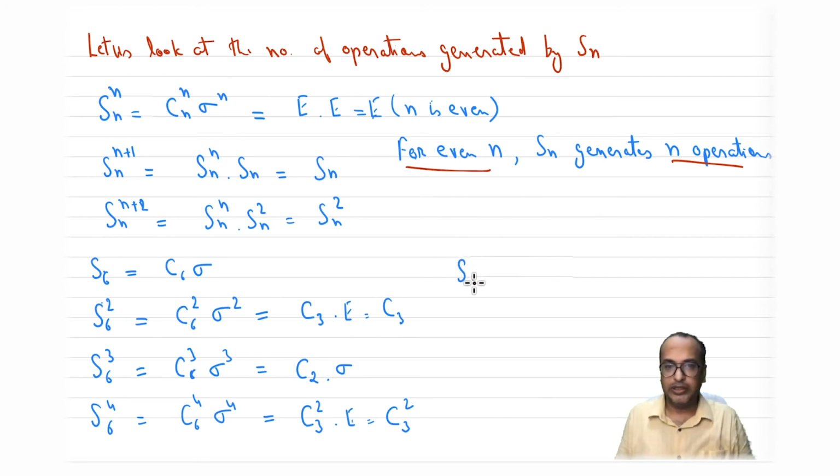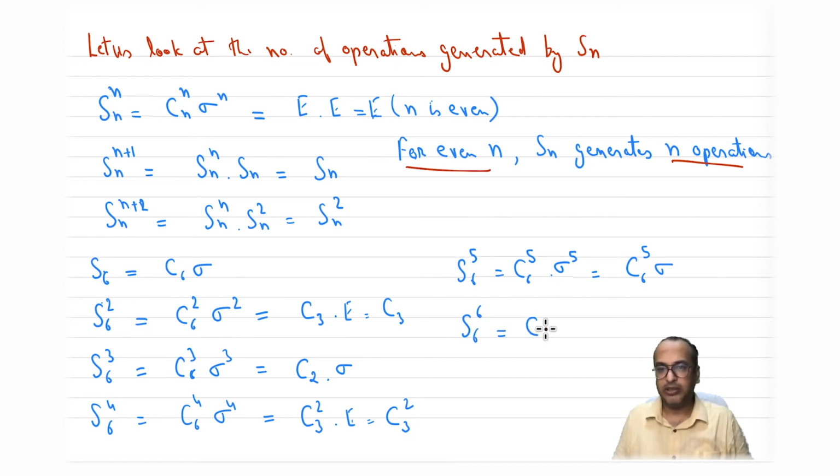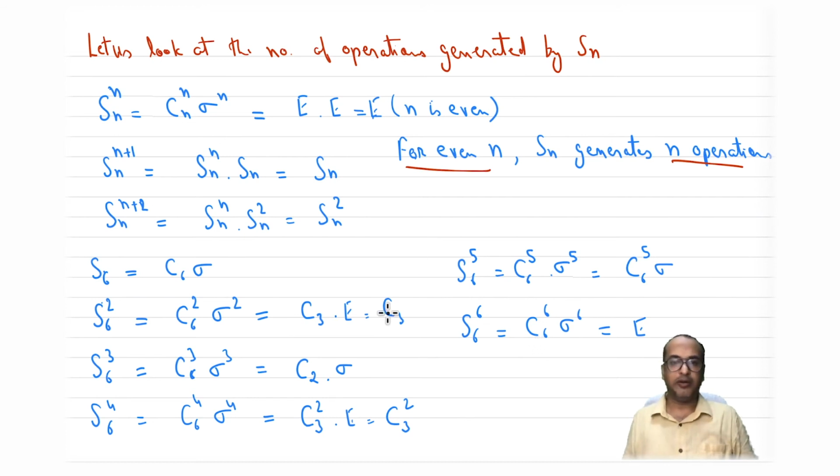S6 to the power 5 will be equal to C6^5 sigma^5, which will be C6^5 sigma, right? So again, this has not come so far, so it's a non-redundant operation. S6 to the power 6 is nothing but C6^6 sigma^6, and both are equal to E. So again, this is also a non-redundant operation. Okay, so this is the case for even n. When n is even, how many operations will it generate?